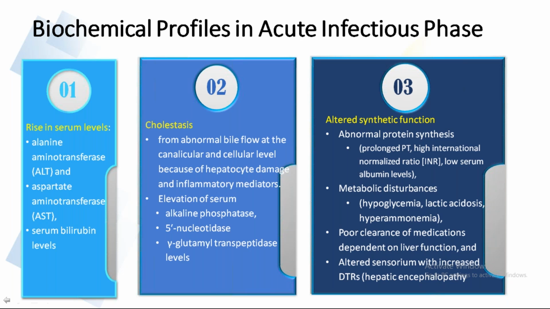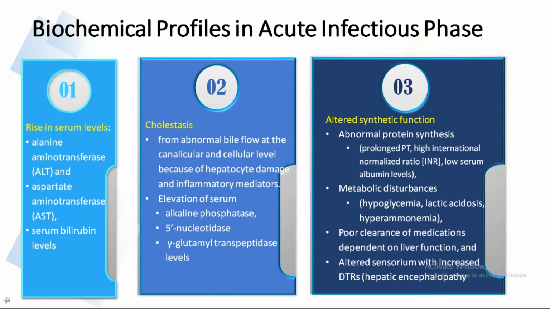And cholestasis specifically I am mentioning because of the abnormal bile flow at the canalicular and cellular level because of the hepatocyte damage and inflammatory mediators, they're all causing the obstruction. So in addition to this elevation of serum bilirubin, the evidence of cholestasis is manifested by the elevation of separate enzymes like alkaline phosphatase, 5-nucleotidase, gamma glutamyl transpeptidase levels. So whenever these enzymes are elevated, that indicates cholestasis, whereas ALT and AST elevation indicate liver damage, cell damage.